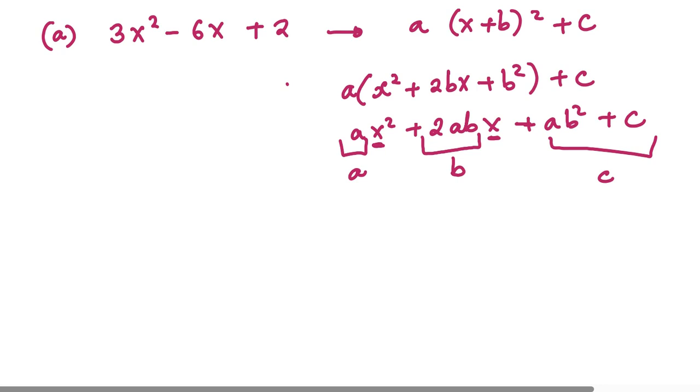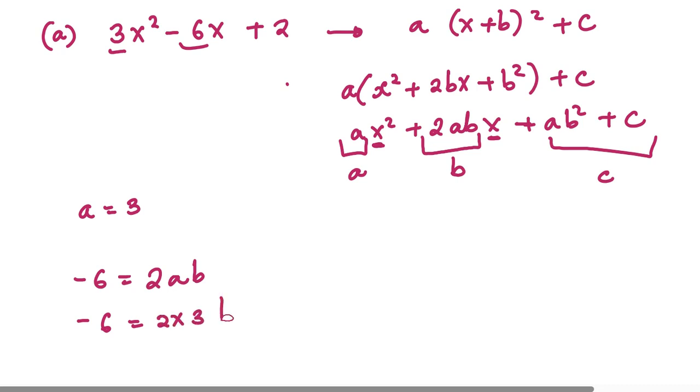So now, next, I'm going to compare coefficients. You can see x squared here is a, and here it is 3. So I can see clearly that a is equal to 3. Next, the coefficient of x here is negative 6. And when I compare it with this expanded form, I'll have 2ab. But remember, I already got my a, so I'll have negative 6 equaling 2 times 3b. I'll end up having negative 6 equaling 6b, and I get my b as negative 1.